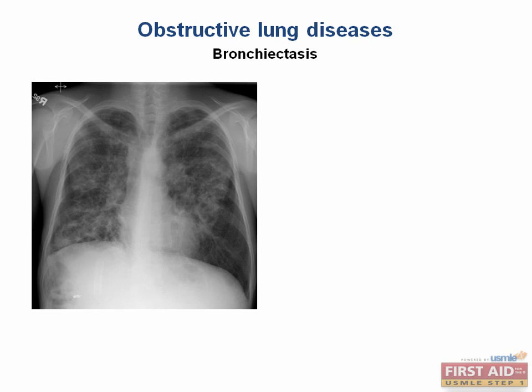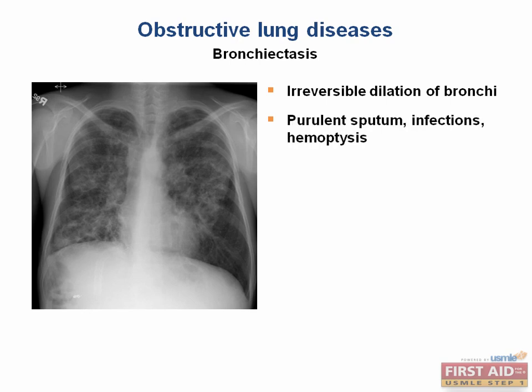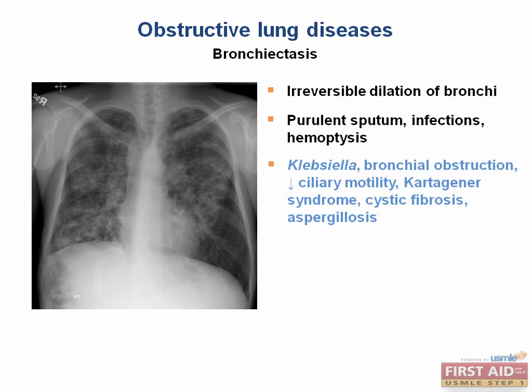Finally, we come to bronchiectasis, which is a permanent, irreversible dilation of the proximal and medium-sized bronchi. This condition may present with purulent sputum, recurrent infections, and hemoptysis. Causes of bronchiectasis include necrotizing infections with bugs like staph and Klebsiella, bronchial obstruction, and allergic bronchopulmonary aspergillosis. You can see this in conditions with poor ciliary motility, cartilaginous syndrome, and cystic fibrosis.